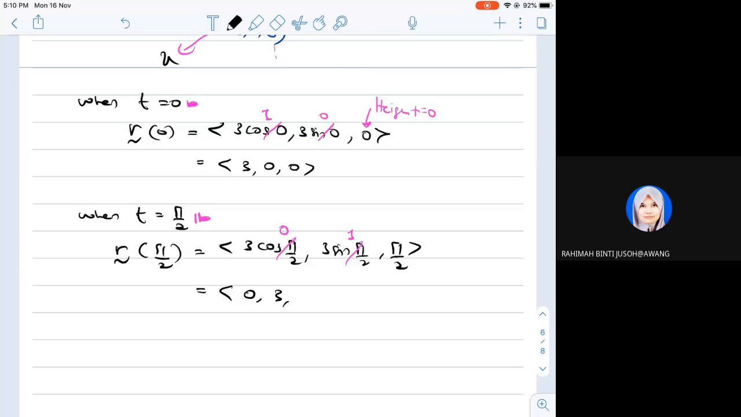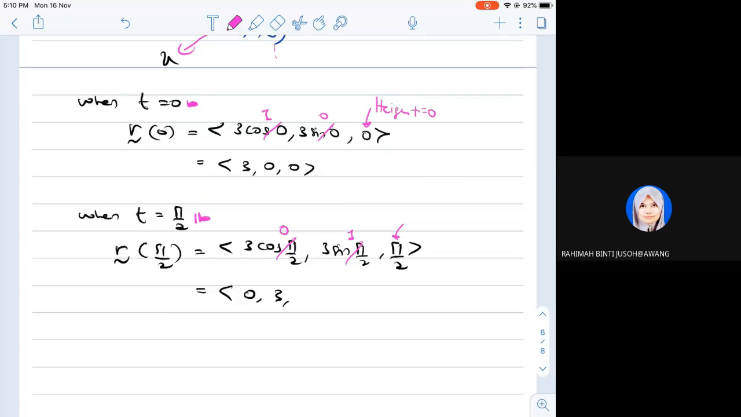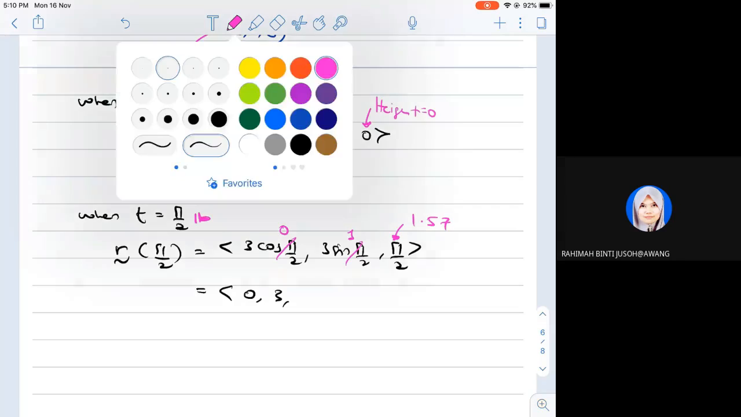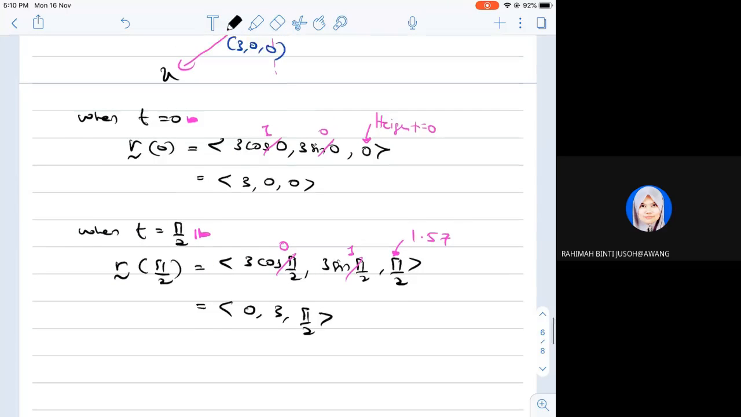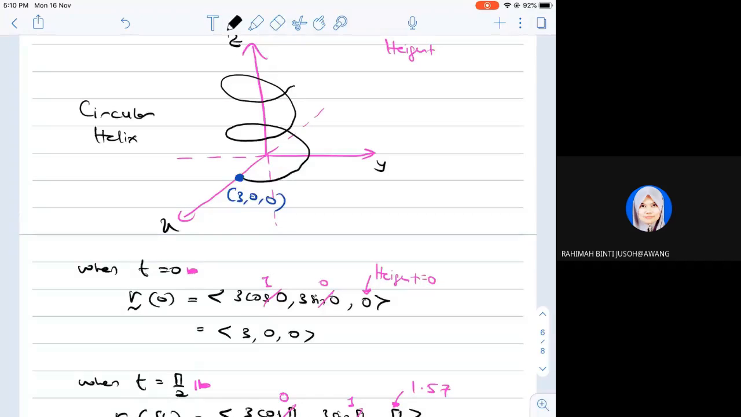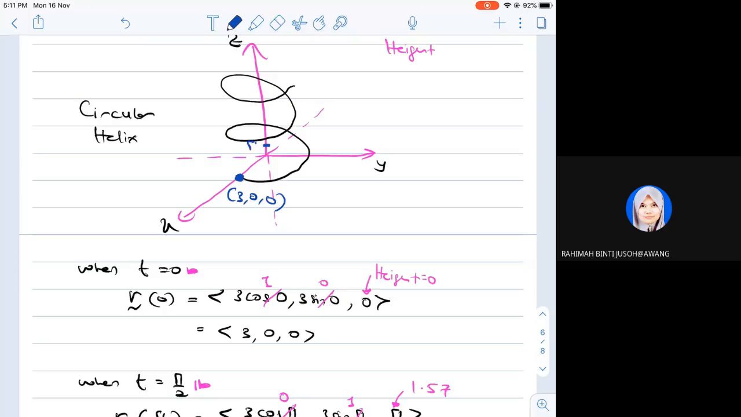Okay guys, if I ask you to change pi over 2 into a decimal number, what should you get? Pi over 2 in decimal. Yes, 1.57. So we will have a coordinate of 0, 3, pi over 2, where pi over 2 is 1.57. So logically, let's say this is the position of pi over 2, the height, which means 1.57 just now, right?